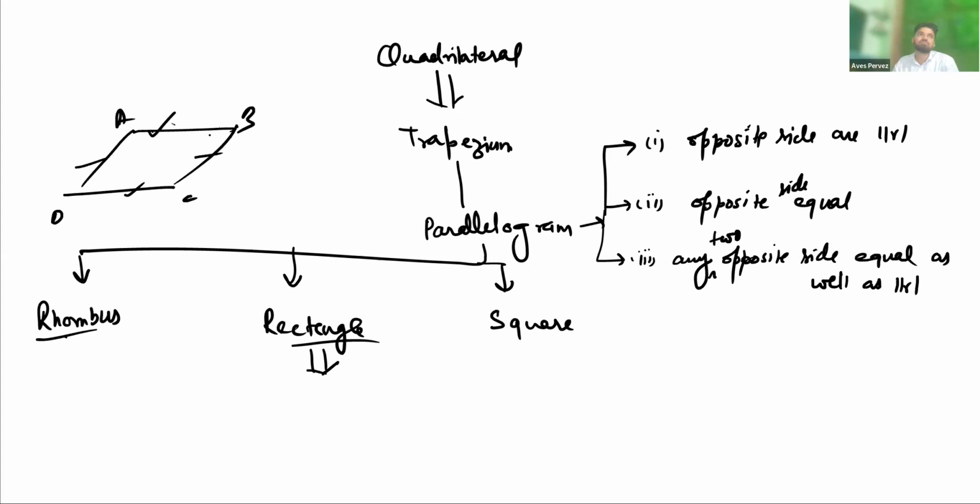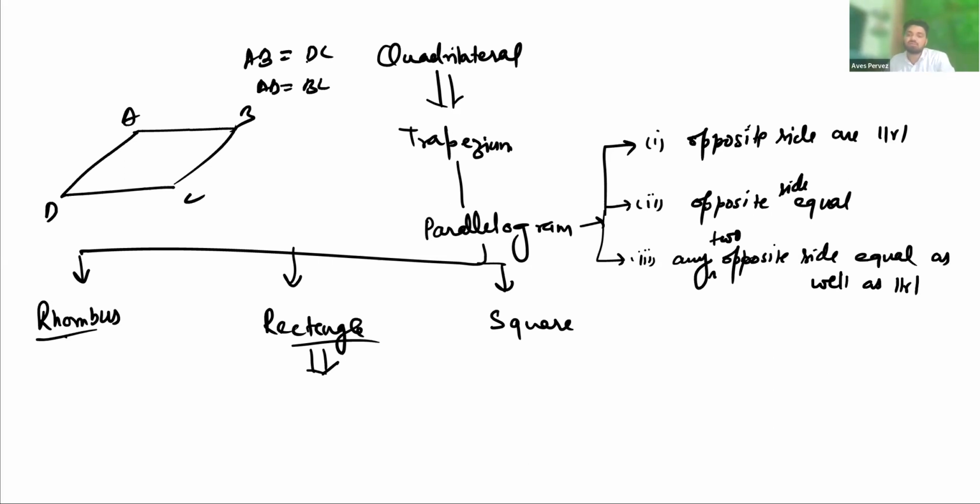You understood? Yes. Okay. Now moving to the next point. If you have proved, for example, this is A, B, C, D, and the opposite sides are equal only, don't prove them parallel now. Just prove them equal. Just prove that AB equals DC and AD equals BC. Then it will be considered a parallelogram.